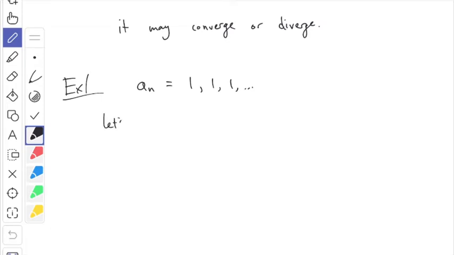And I would like to say, let's show that... I just want to show the series of n equal 1 to infinity, equals infinity in this case. What I mean by that is it diverges, and in fact the value is diverging to infinity. All right.